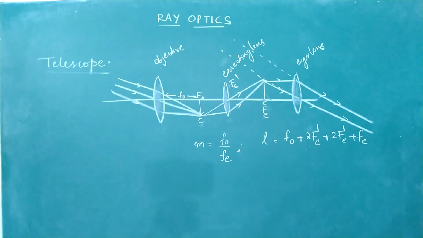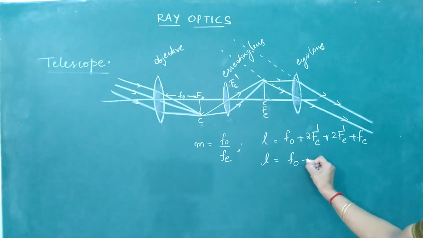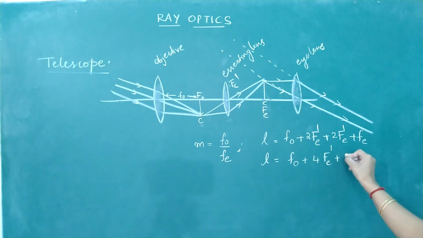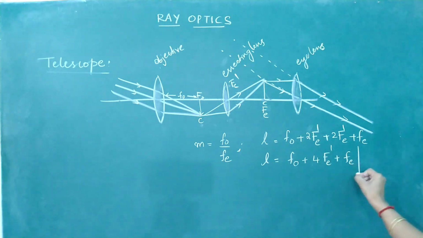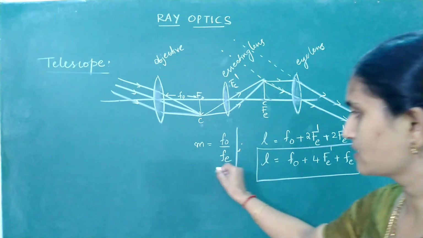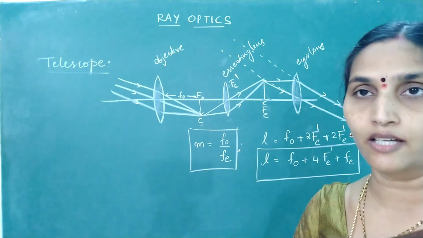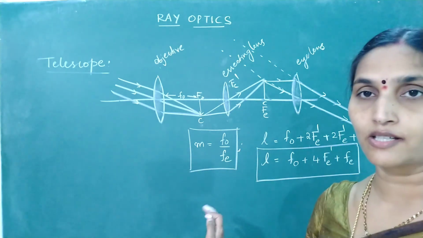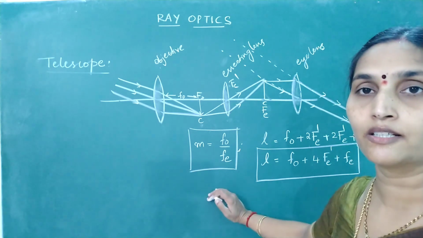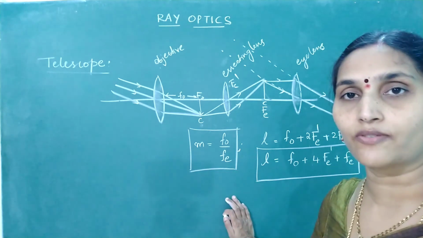It is the focal length of the eye lens. So what will be the total length of the telescope? Focal length of the objective lens plus 4 times the focal length of the erecting lens plus the focal length of the eye lens. This will give you the length of a terrestrial telescope. And the formula for magnification will remain as it is, F0 divided by Fe. So this is regarding the terrestrial telescope. But I told you, in the next class I will discuss what the defects are in this particular telescope and how we are going to modify this refracting telescope into a reflecting telescope.